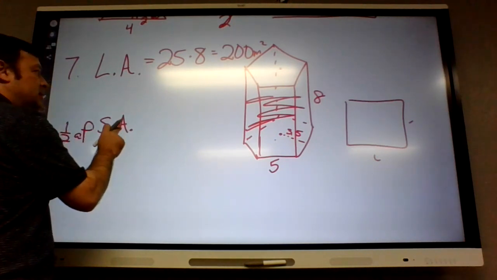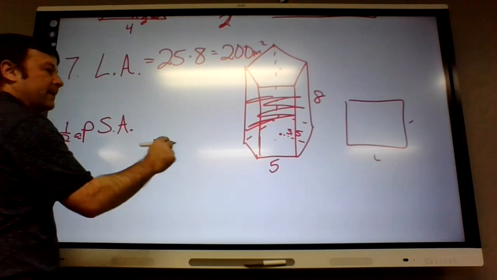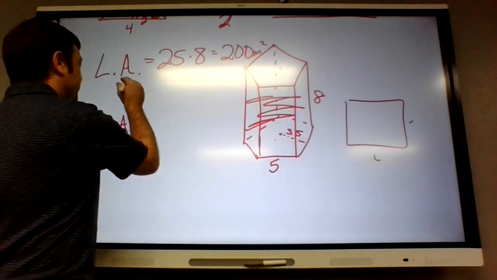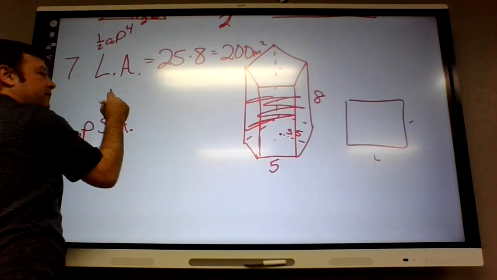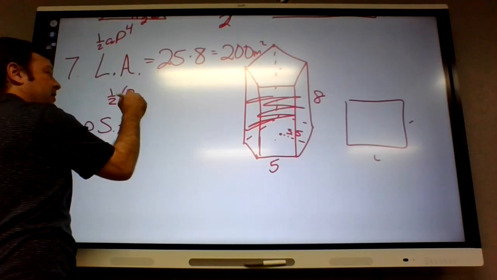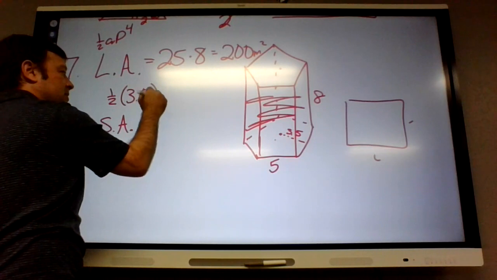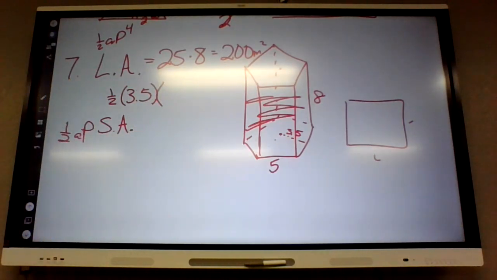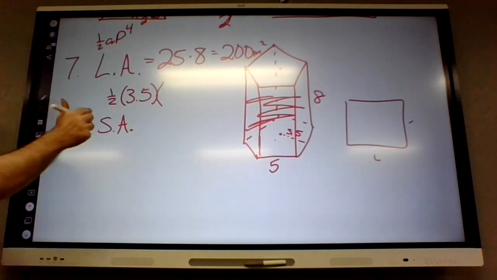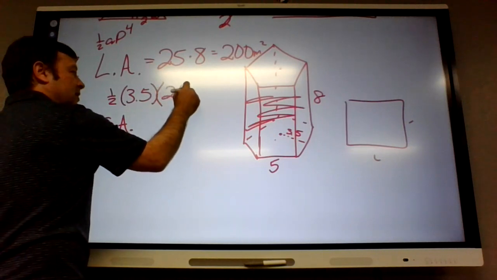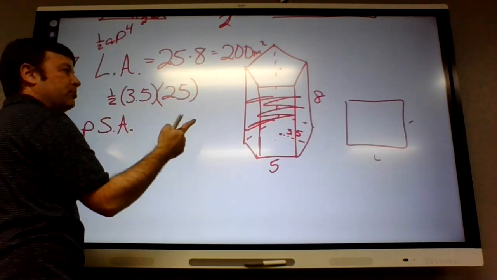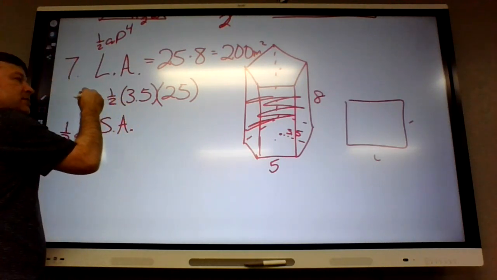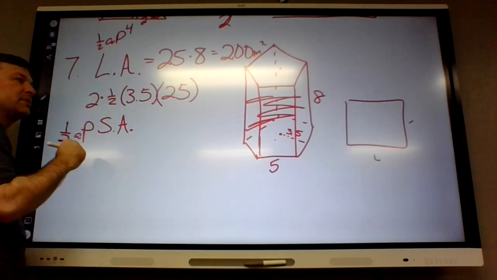So, alright, 1/2, let's put up here, 1/2 times apothem times perimeter. What did we say the perimeter was a minute ago? 25. But also because there are 2 bases, we also need to multiply this times 2.